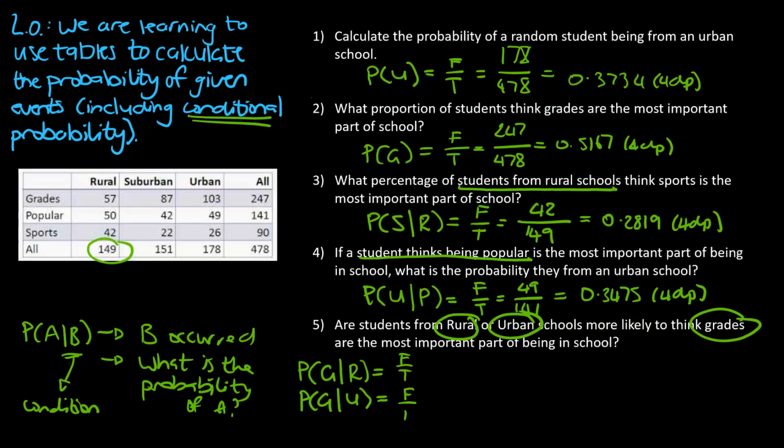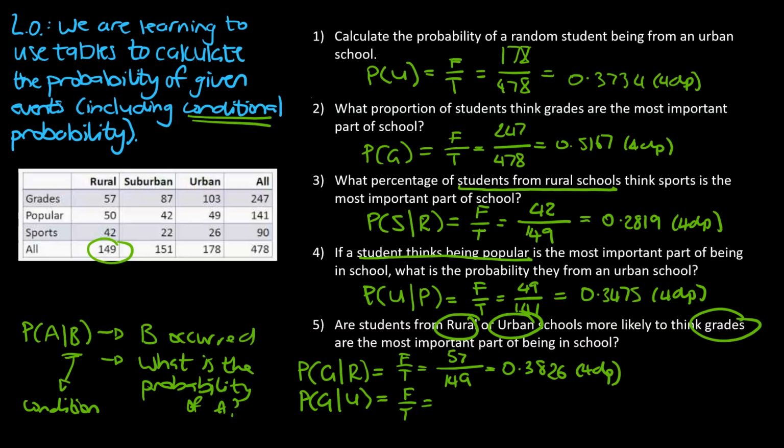So both of those would be the same F over T approach. So how many people are from a rural school? 149. And of those 149, how many of them thought grades were the most important? Well, that's going to be 57. And when we put that into a calculator, 57 divided by 149, that's going to be 0.3826. And that was rounded to 4 dp.